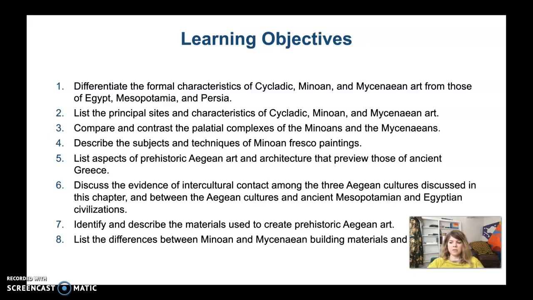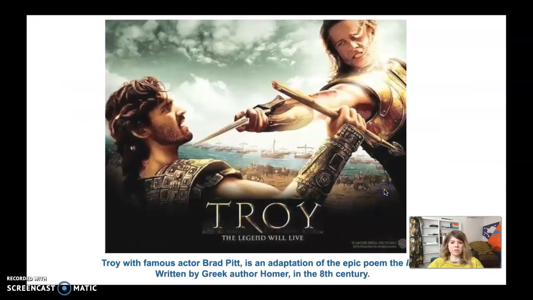list the aspects of prehistoric Aegean art and architecture and how they preview those of ancient Greece, discuss the evidence of intercultural contact between the three Aegean cultures, and then also between the three Aegean cultures and ancient Mesopotamia and Egypt. We're going to identify and describe the materials used to create prehistoric Aegean art, and then we're going to list the differences between Minoan and Mycenaean building materials and techniques.